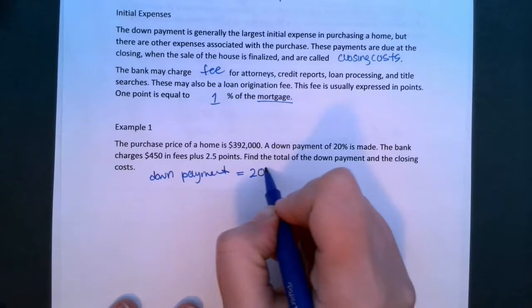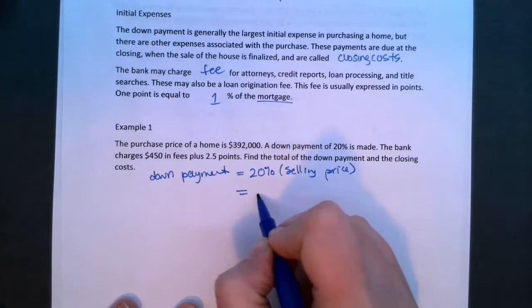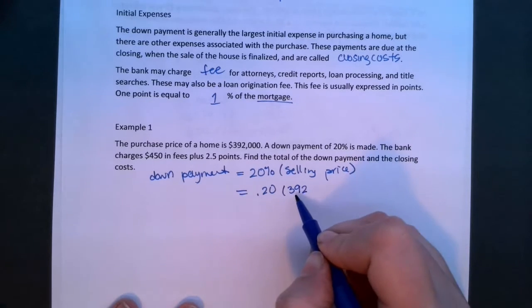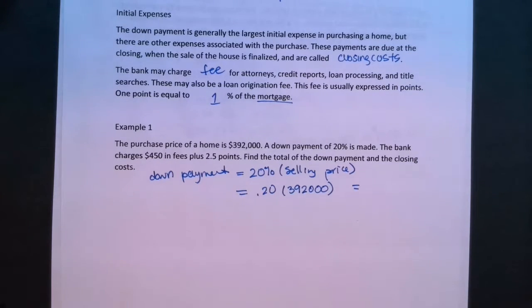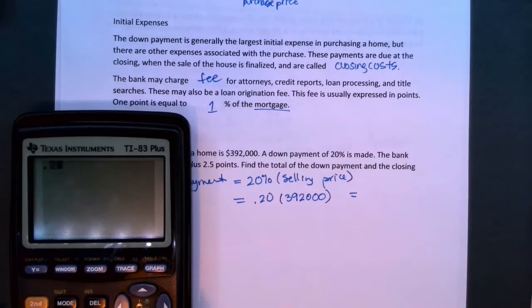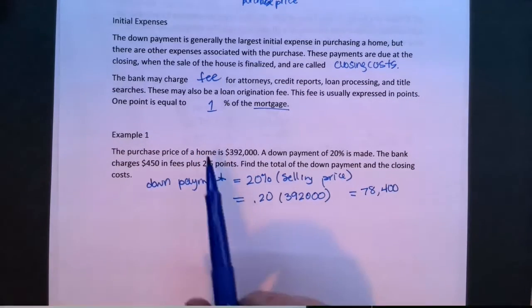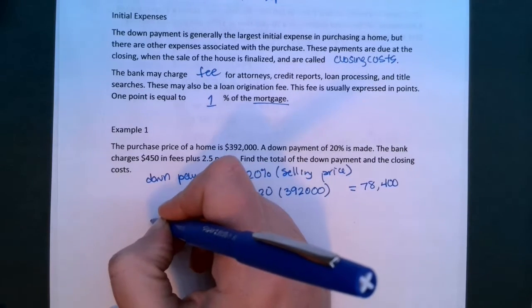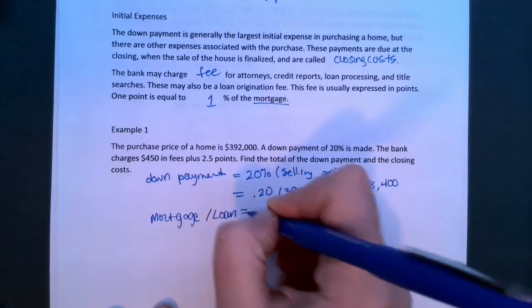So that's equal to 20% times that selling price. Okay, so 20% we convert to a decimal, so that'd be 0.20 times our $392,000. So our down payment is $78,400. Okay, now if we want to find how much these points are, that's based off the mortgage. So next we have to find the loan amount or the mortgage. So it's up to you what you call it. They're really the same thing.